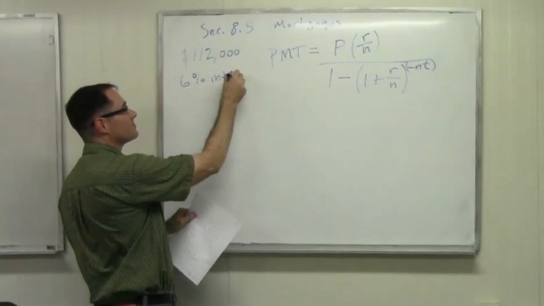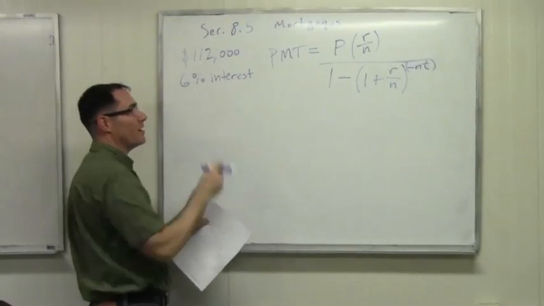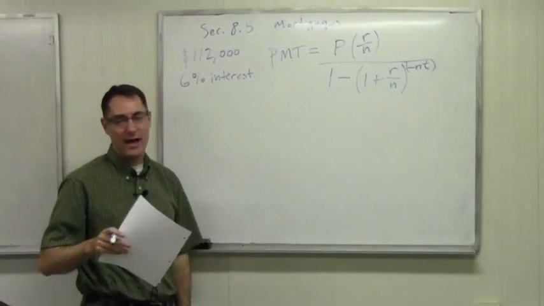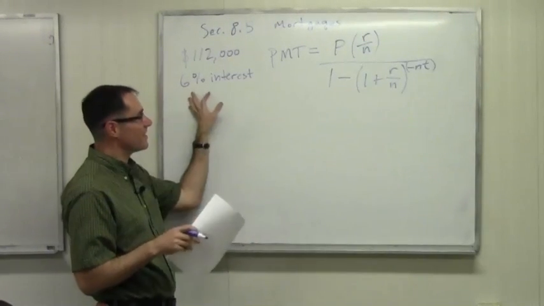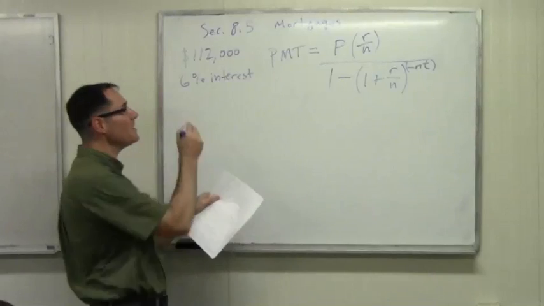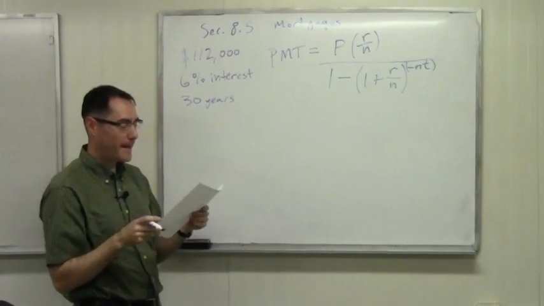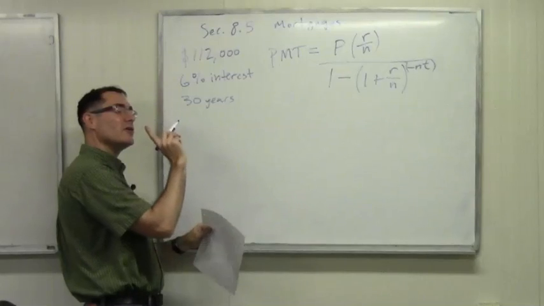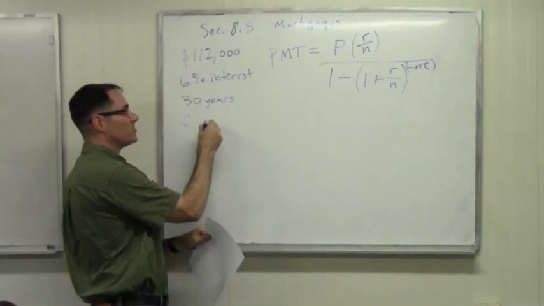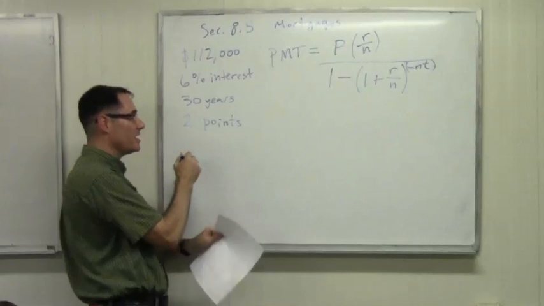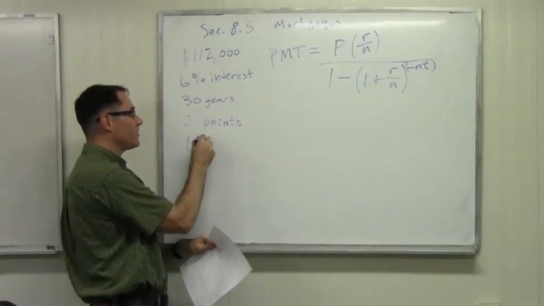Now, if you had a 6% interest rate today, you got screwed by your bank, because you should be getting a loan of like 3% by now, 3.5%, 4%. Something like that. But let's say you got 6% interest. You take out a loan for 30 years, you pay 2 points, and I'll talk about what that means in a minute. You pay 2 points on this, and you have a 10%.